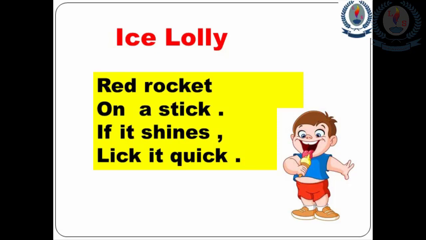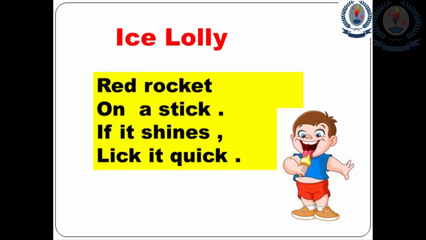See, red rocket on a stick. That means the writer is telling about the shape of the ice lolly. What is the shape? Yes, it is the shape of a rocket. The ice lolly is like a rocket. And the writer is giving a color, red color. There are so many colors, but he is giving red color. On a stick. Now, I think you have eaten ice lollies before. The ice part of this ice lolly is on a wooden stick. So that's why the writer is telling red rocket on a stick.